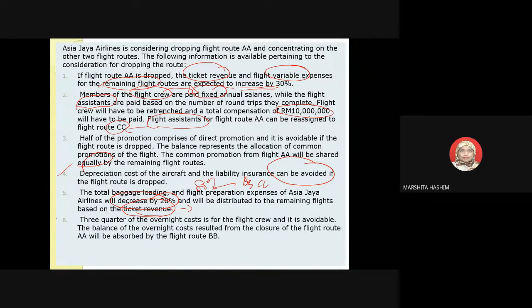Number 6, 3/4 of the overnight cost for flight crew is avoidable. That means if you drop, you don't have to pay. If you continue, you have to pay. The balance of the overnight cost, balance means 1/4, resulting from the closure of the flight route A will be absorbed by flight route B. So 1/4 you put under double B.